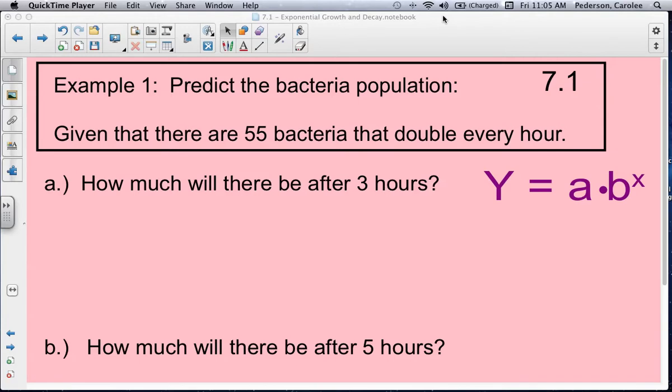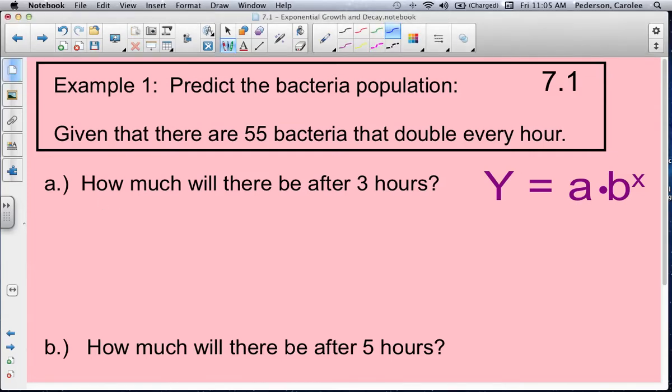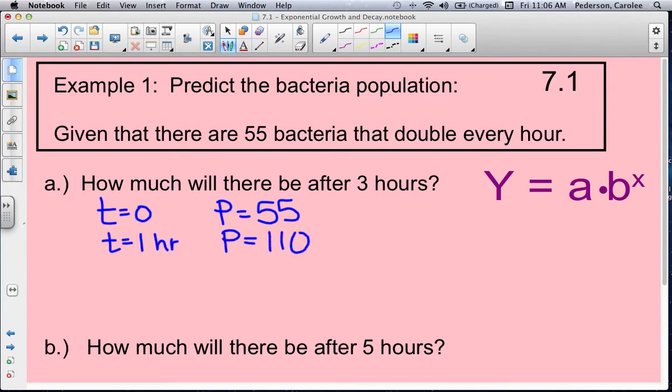So let's just do this the long way, where we have our initial time equaling 0, and the amount of bacteria, the population, is 55. Then, if it were to double after 1 hour, how much will be in our dish? So we just multiply that by 2, or 55 plus 55 is 110 bacteria.